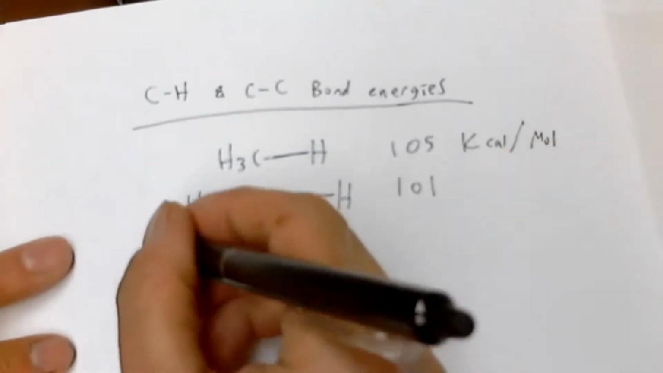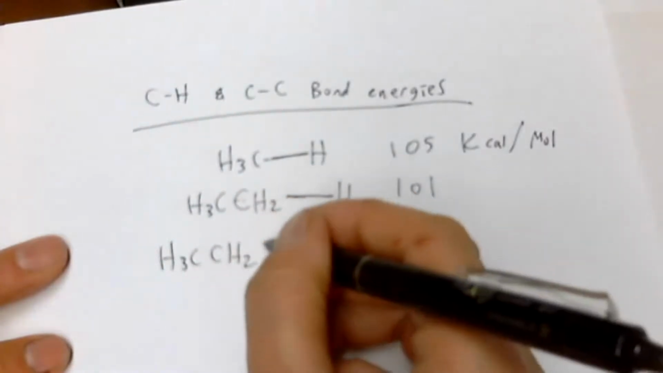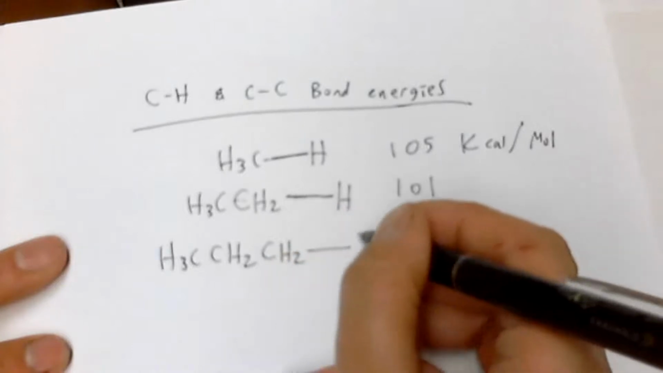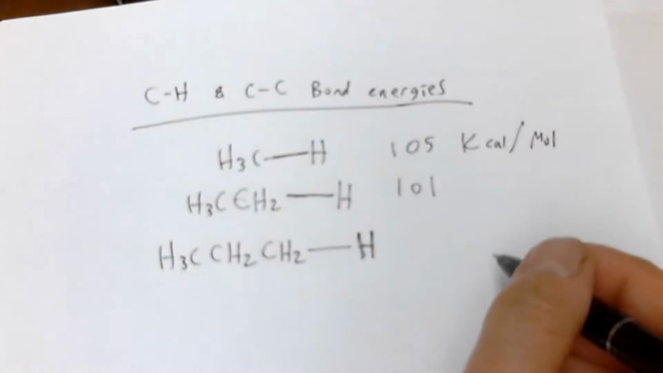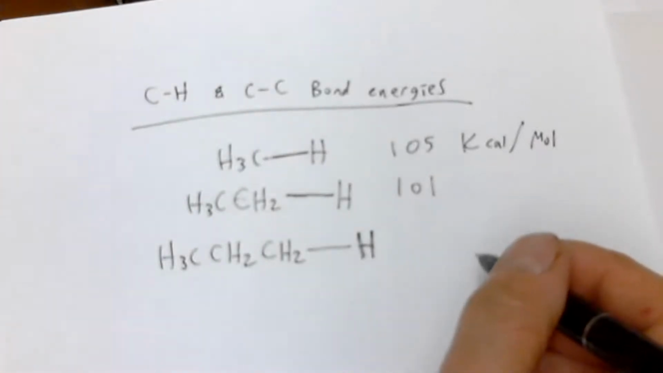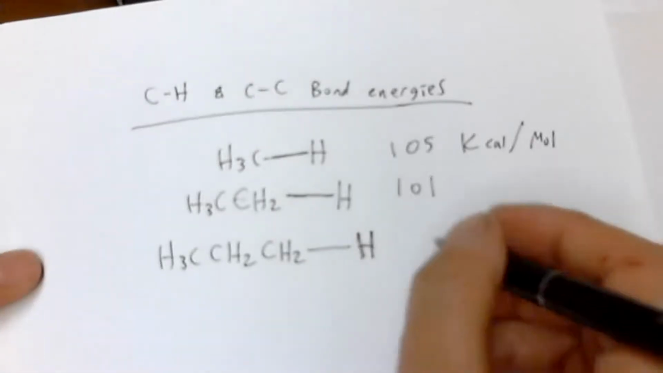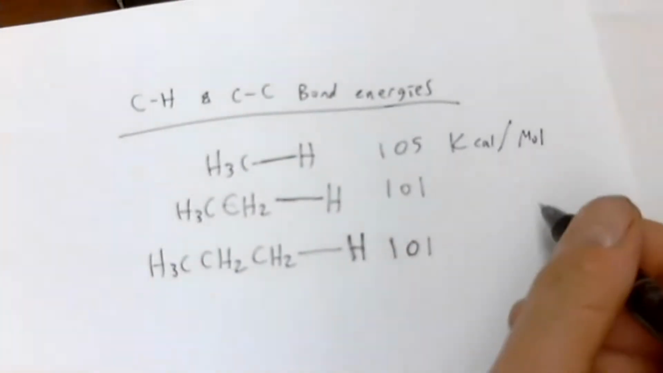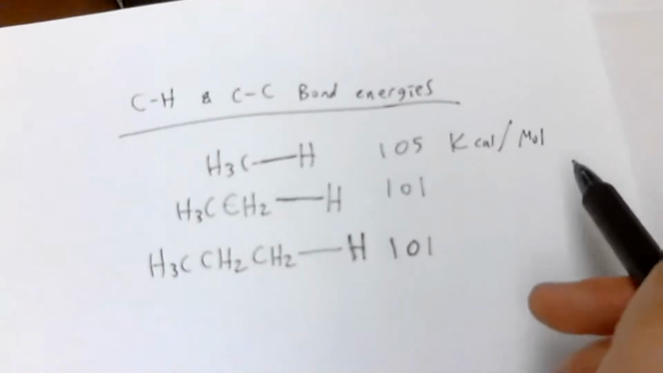What about propane? H3C, CH2, CH2, long bond H. Do you think it's going to be bigger, smaller, or the same? Roughly the same. There's not a significant difference. It's also 101. So these are basically the same. All three of these are roughly the same.